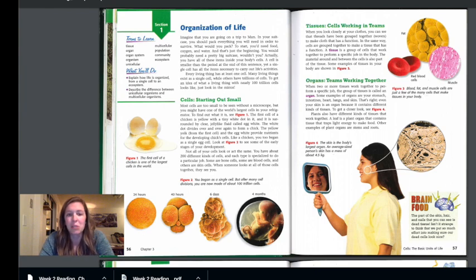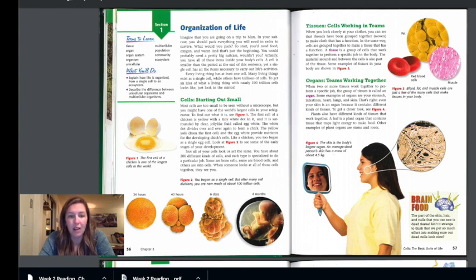Most cells are too small to be seen without a microscope, but you might have one of the world's largest cells in your refrigerator. To find out what it is, look on the left of the page, figure 1. The first cell of a chicken is yellow with a tiny white dot in it, and it is surrounded by clear, jelly-like fluid called egg white. The white dot divides over and over to form a chick.